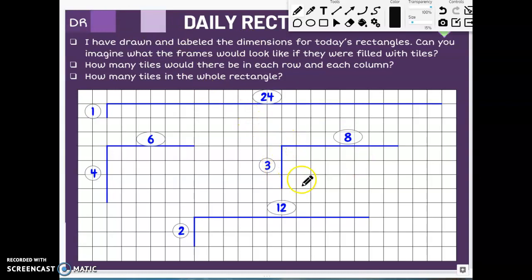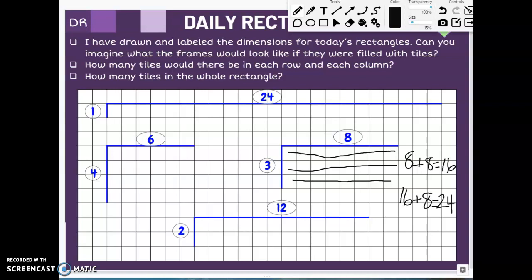If we're looking at our next rectangle, we can see again that we have labels here and a label here. We have 1, 2, 3 rows. And in each row, we have 8 tiles. And I know that 8 plus 8 equals 16. And if I add 8 more to 16, again, I have 24. So this rectangle also has 24 tiles.